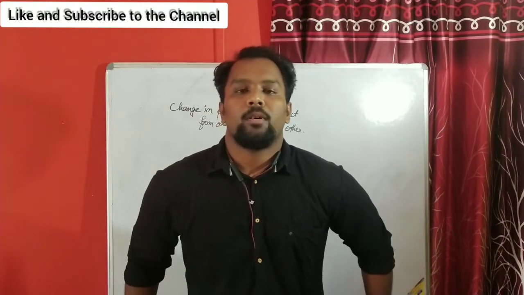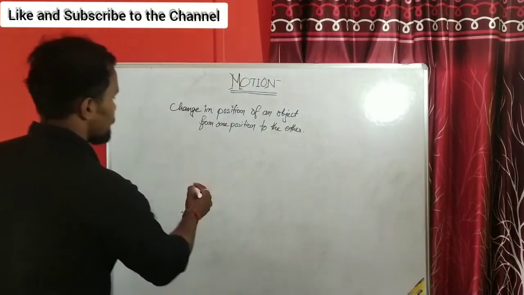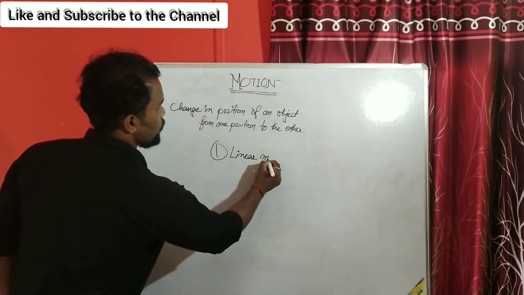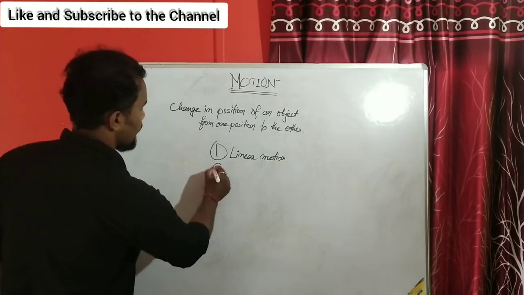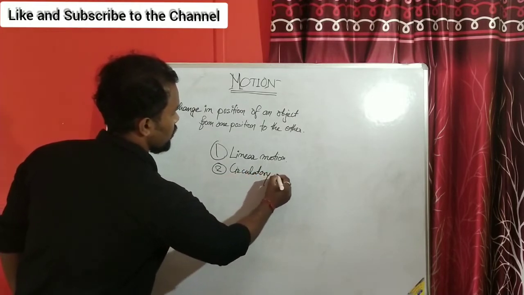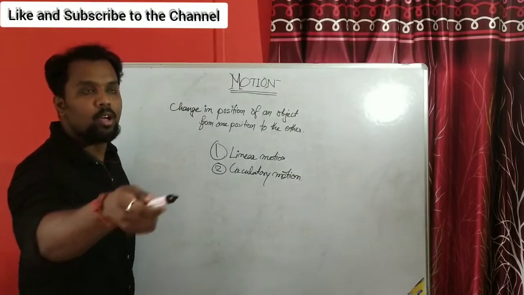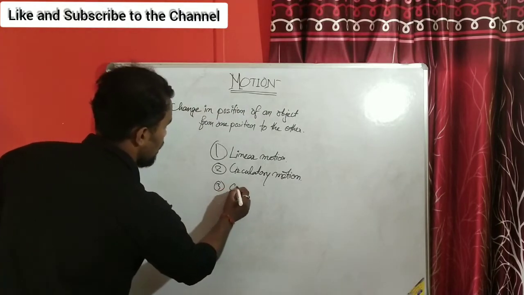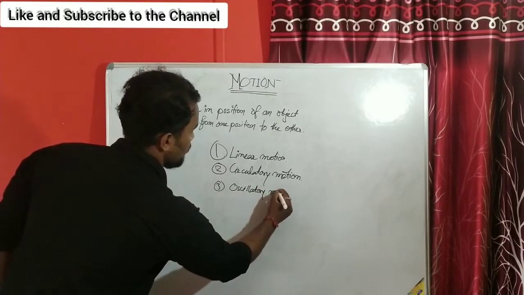Again, we are discussing motion. So there are actually three types of motion that we have to discuss, right? The first motion is going to be linear motion, or you can say motion in a straight line. Second is circulatory motion, where a particle or an object moves in a circular path. And the third is oscillatory motion.